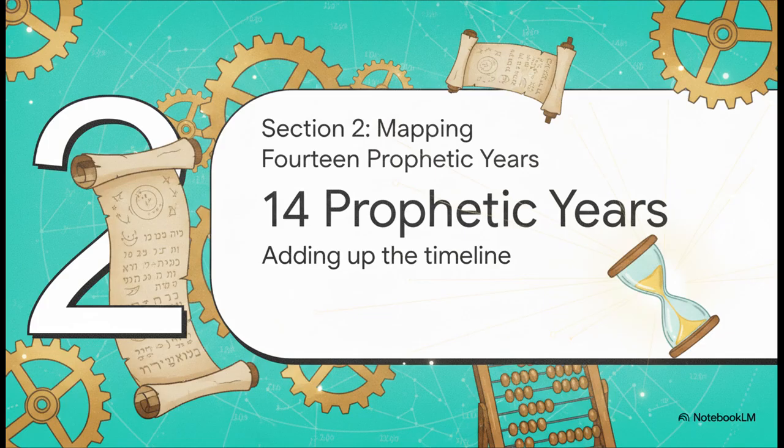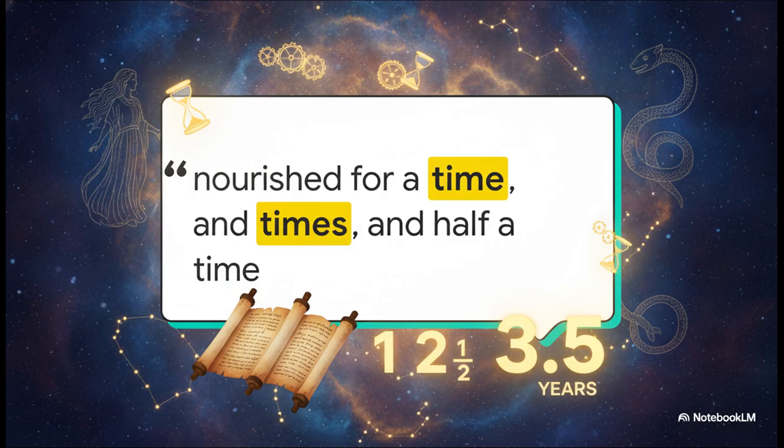Moving on to Step 2, mapping 14 prophetic years, adding up the timeline. To get the next variable in our equation, the source pulls a really crucial piece from Revelation 12:14. It describes a woman being nourished for a time and times and half a time from the face of the serpent. The channel translates this phrase directly into numbers. So a time is 1, times is 2, and half a time is, well, a half. Add those up, 1 plus 2 plus a half, and that gives us exactly 3.5 years of fleeing.